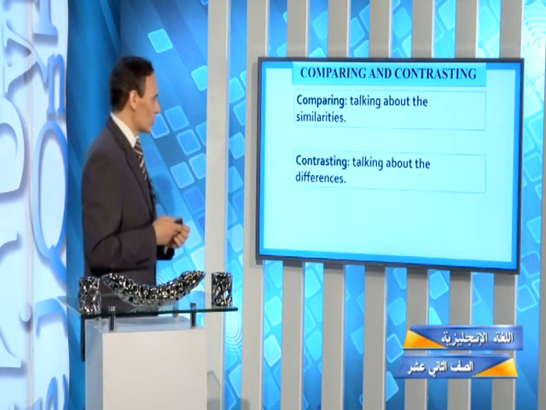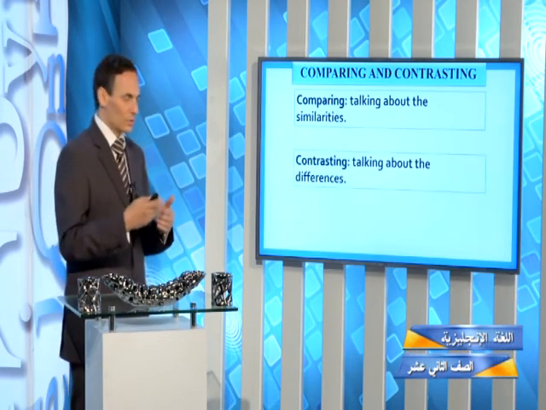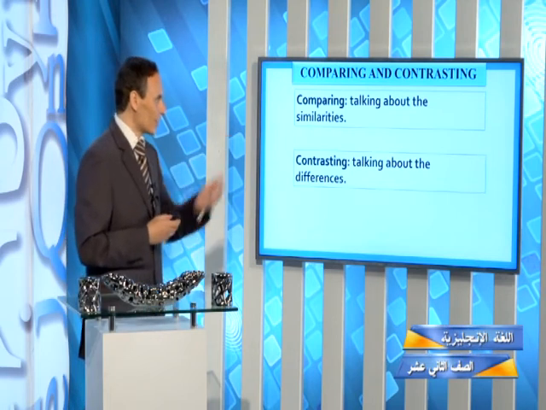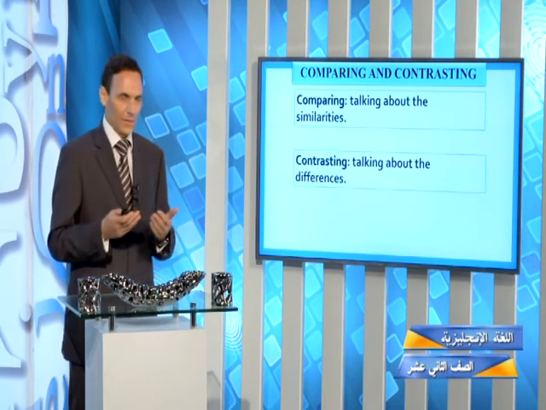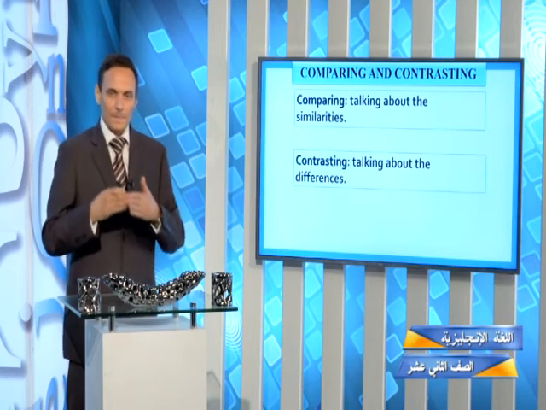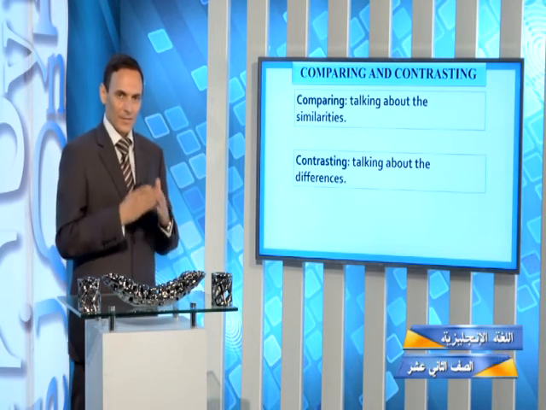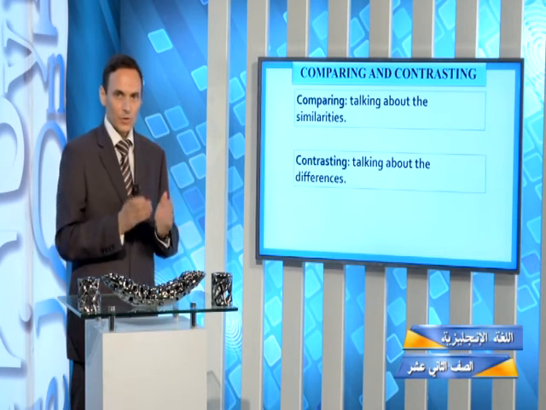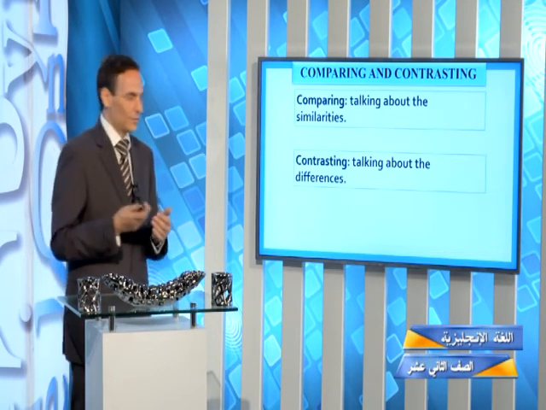When we try to contrast things, then we start talking about the differences. So, for example, tennis and basketball. Basketball is a team sport. Tennis is an individual sport.